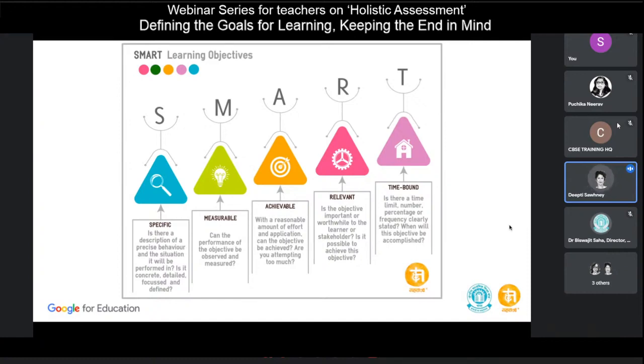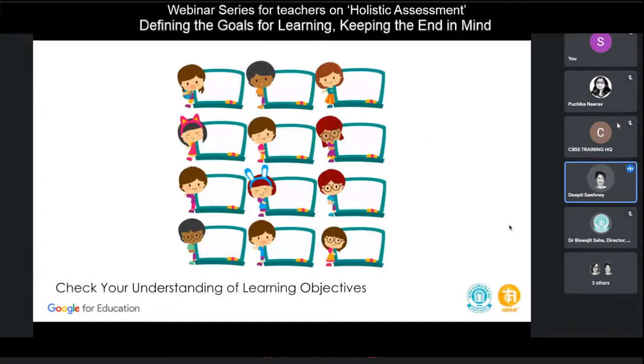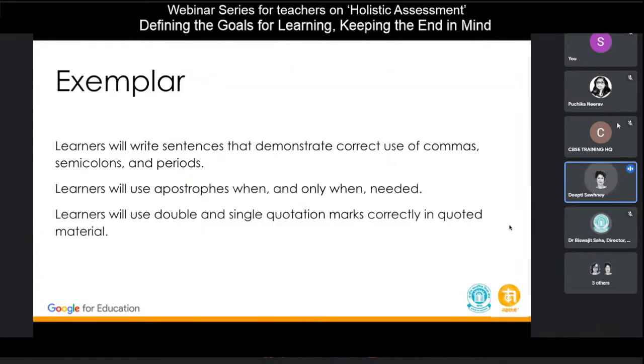So learning objectives need to be smart. We'll skip the next slide, Puchika, because of the internet connectivity. We are looking at a few exemplars. I'm going to take a pause for 2 minutes here, and I want you to read these 3 sentences. They are language based, but you can use them in any subject. The one thing you have to notice is whether these learning objectives are smart or not.